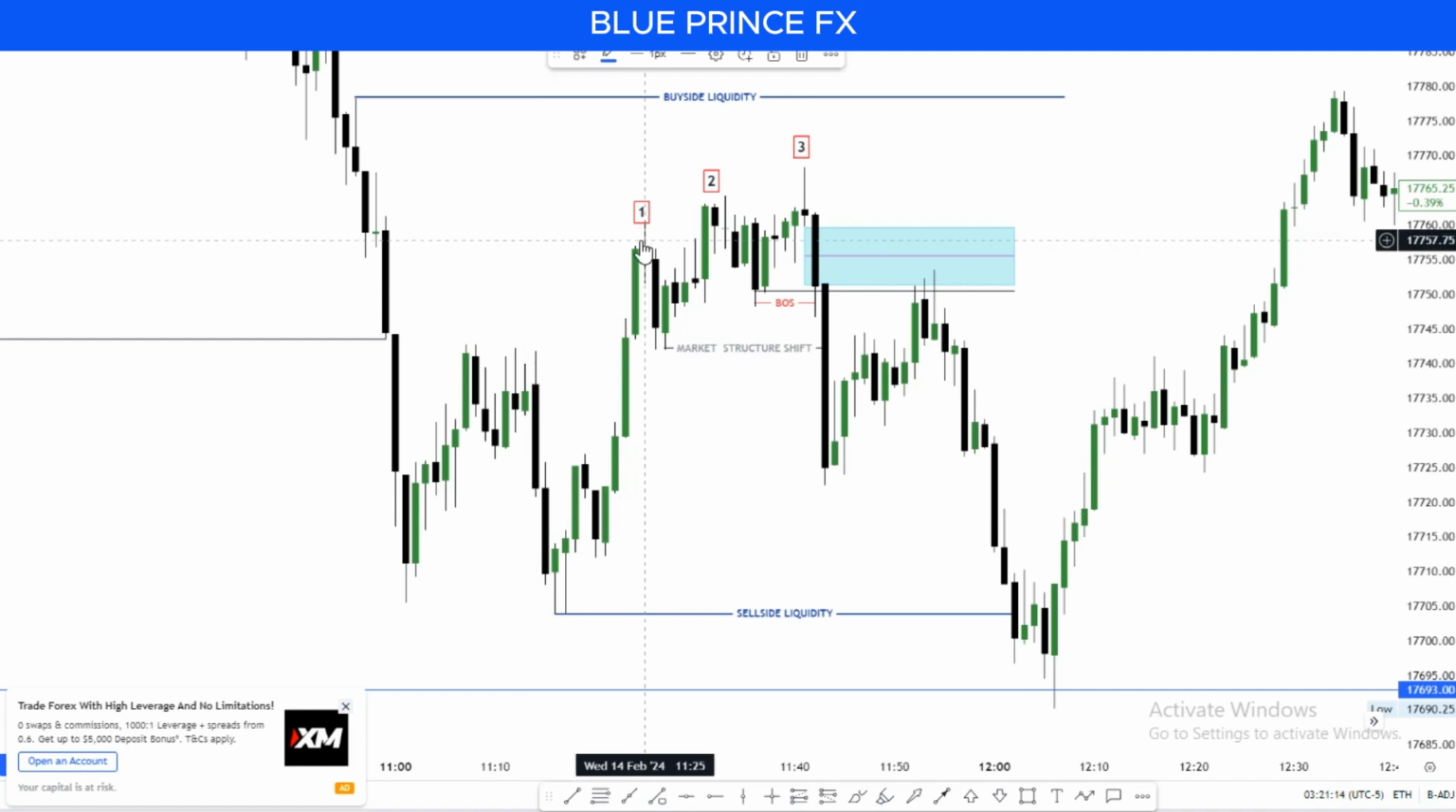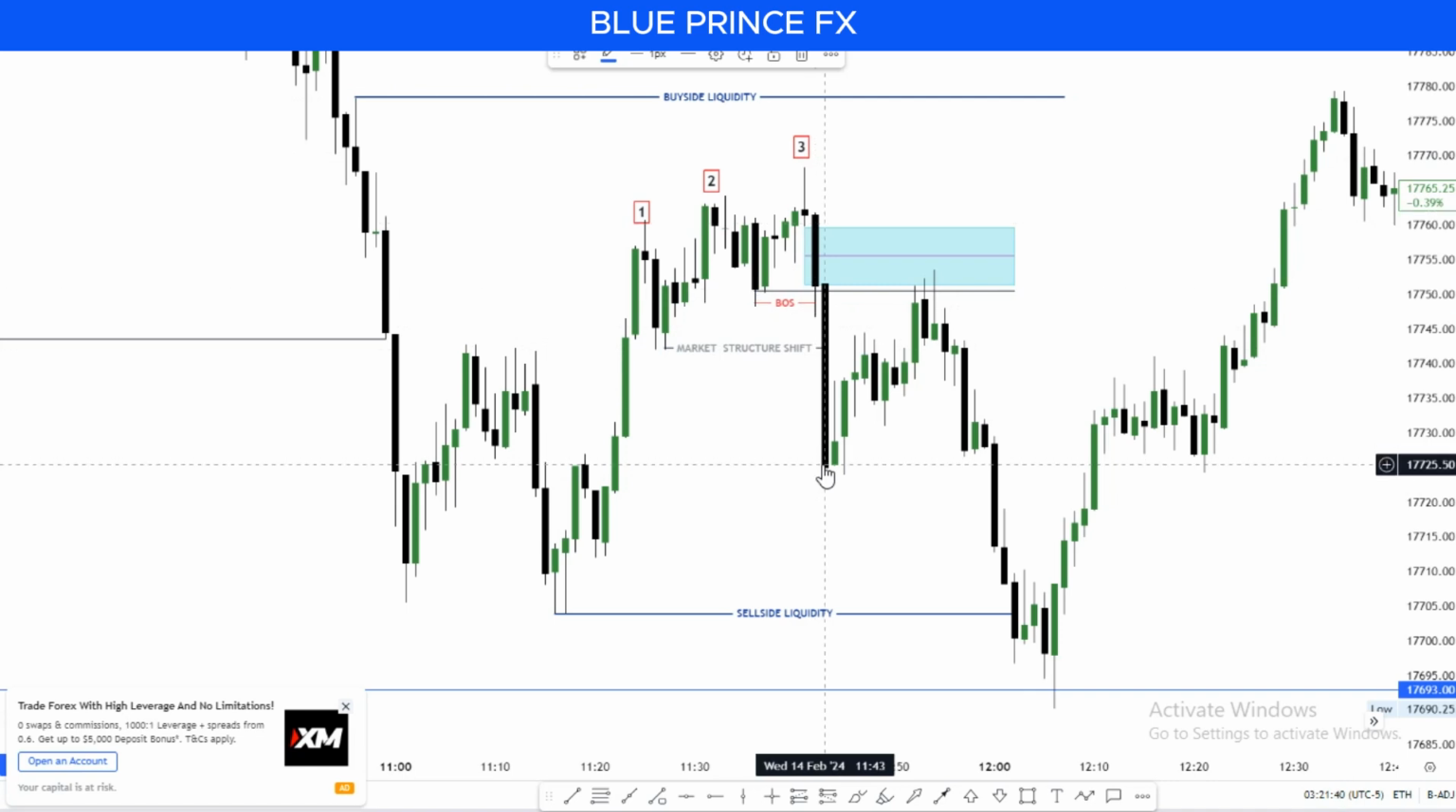But here the market starts moving sluggish, and that's when we anticipate that our three drive pattern is forming. So this becomes your first drive, this is your second drive, then the market makes your third drive. If it fails to take out this buy side liquidity, instead we have a break of structure here with this candle closing below this low, and we have our market structure shift with this massive candle down here.